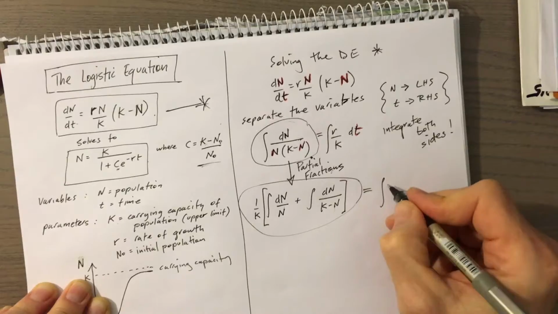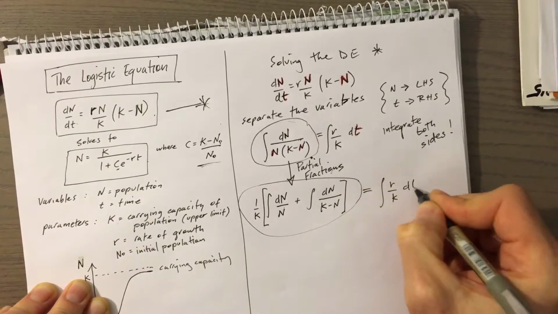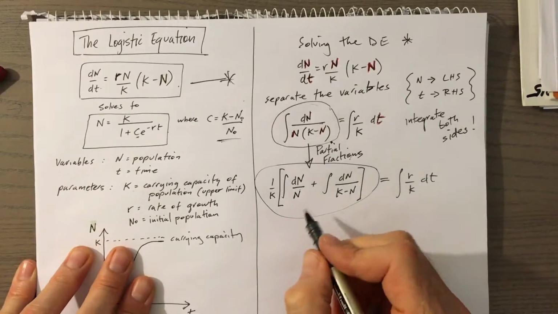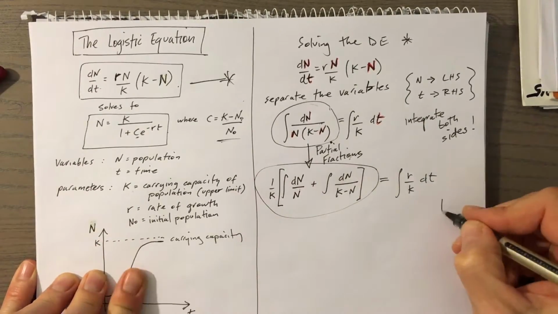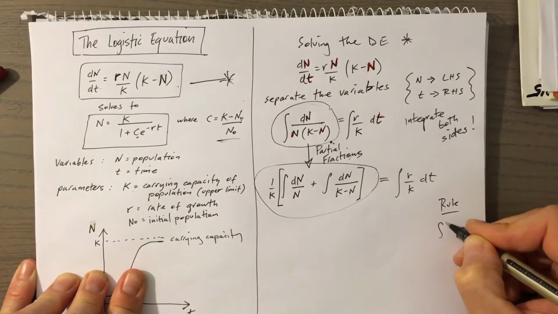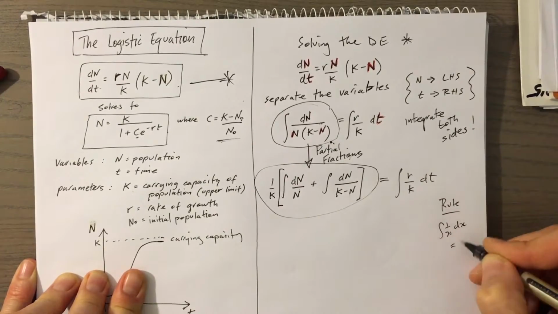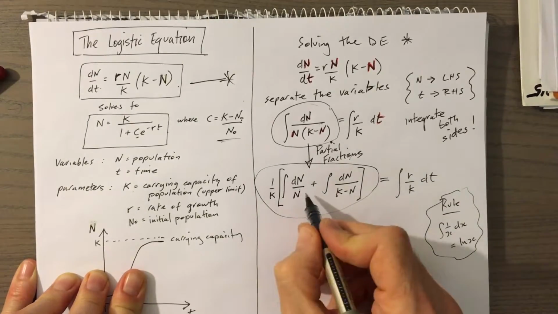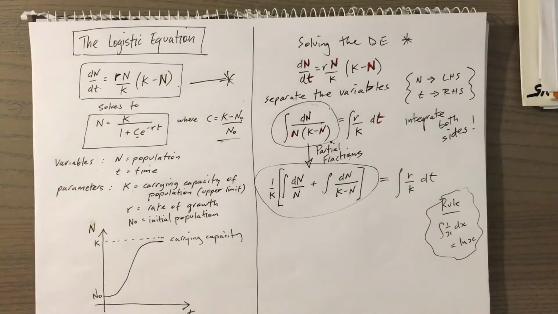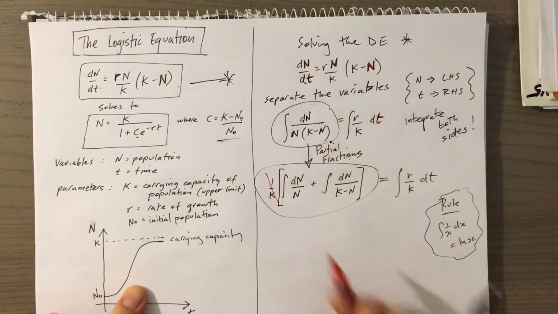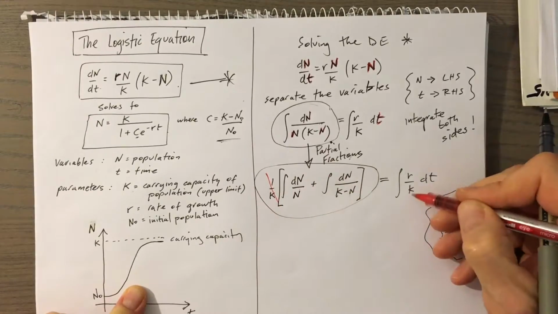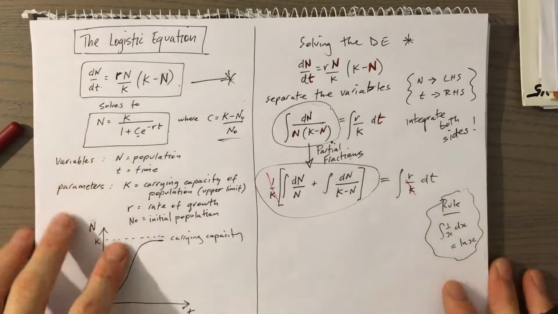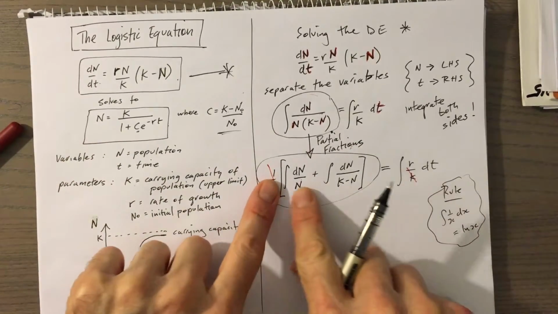The right-hand side is still the integral of r on k dt. Now we integrate, and the integration here is pretty straightforward. The rule is that the integral of 1 on x dx is equal to ln of x. That's the general rule we're going to use. By the way, because we have 1 on k everywhere on the left, that cancels the 1 on k over here. So the dividing by k bit has gone, and now we just focus on the integrations.